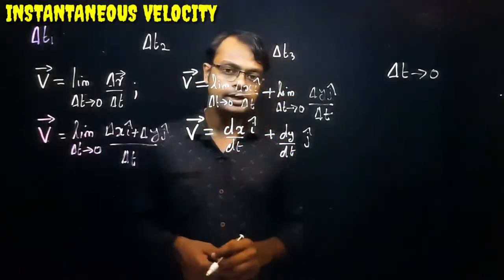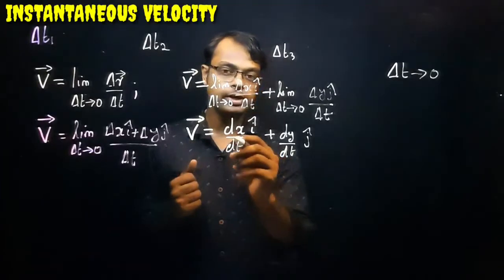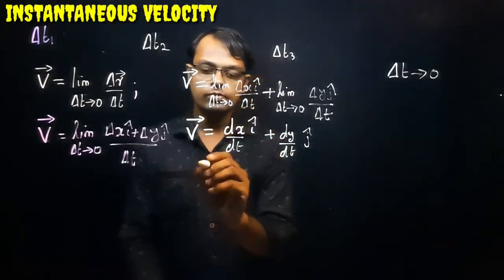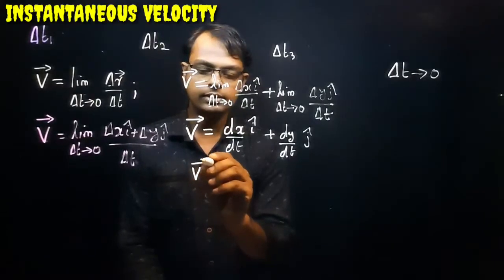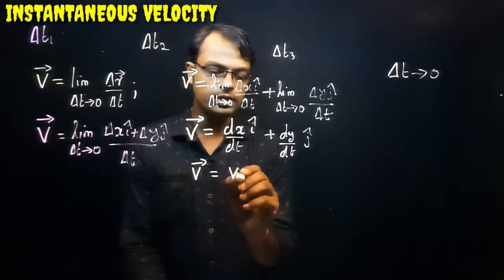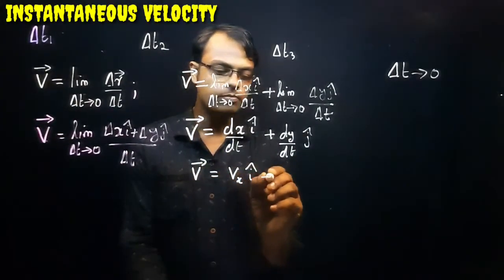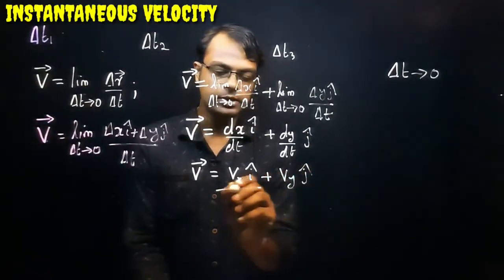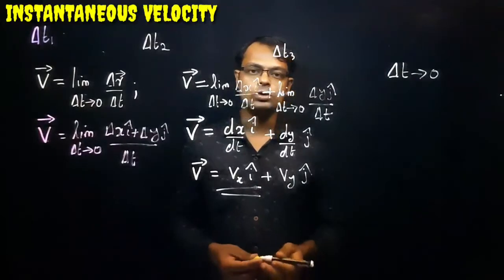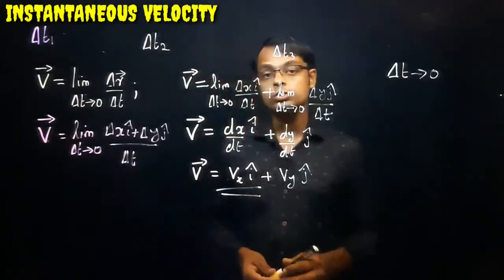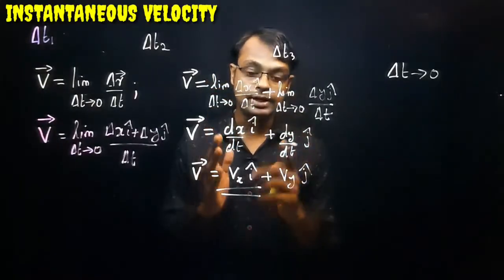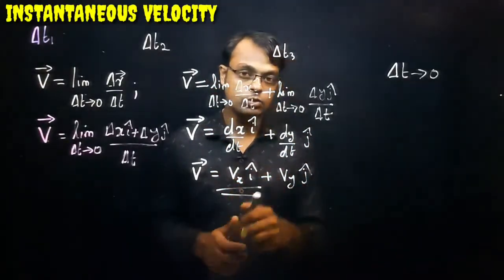What is dx by dt? That is the displacement divided by time, which is equal to the velocity in which axis? The x-axis component. So we can write v vector is equal to vx i cap plus vy j cap. So this is the way to represent the instantaneous velocity in terms of the rectangular components in a plane, only the x-axis and y-axis.